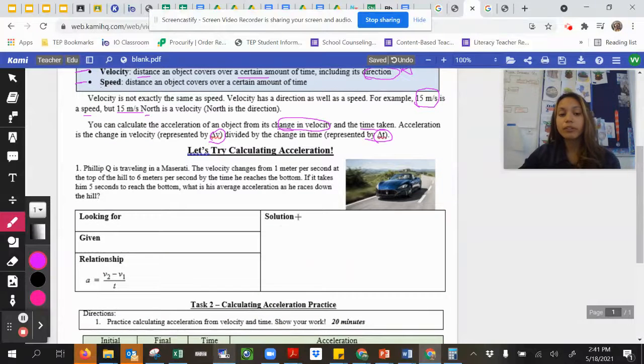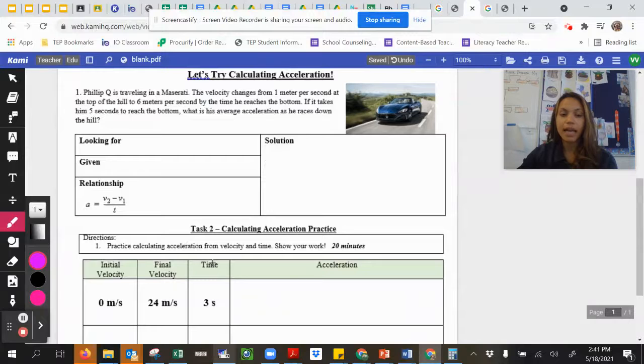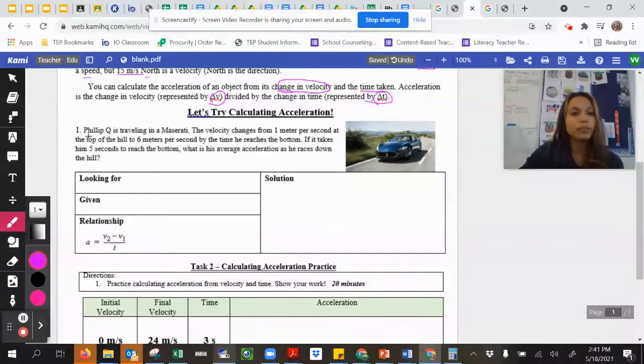So I'm going to demo for you how to complete your tasks, and then you're going to go give it a shot. Philip Q is traveling in a Maserati. The velocity changes from 1 meter per second at the top of the hill to 6 meters per second by the time he reaches the bottom. So if it takes him 5 seconds to reach the bottom, what is his average acceleration as he races down the hill?